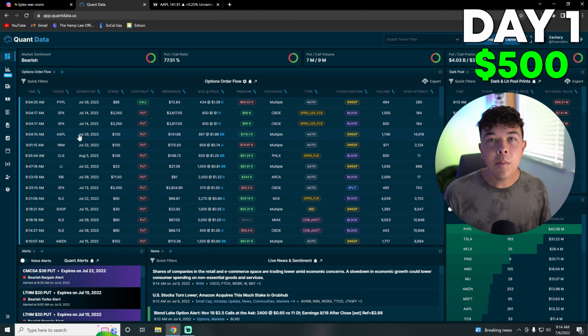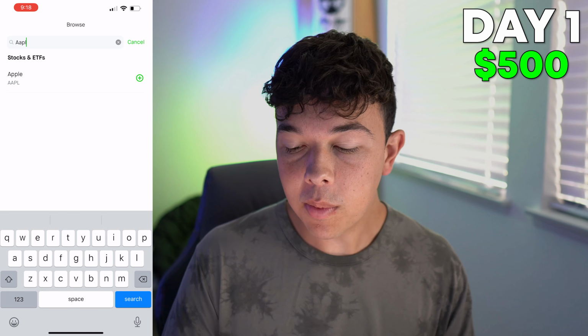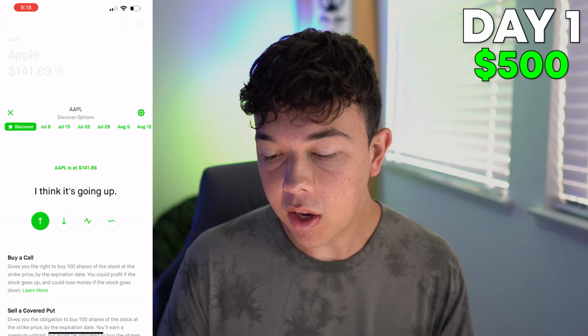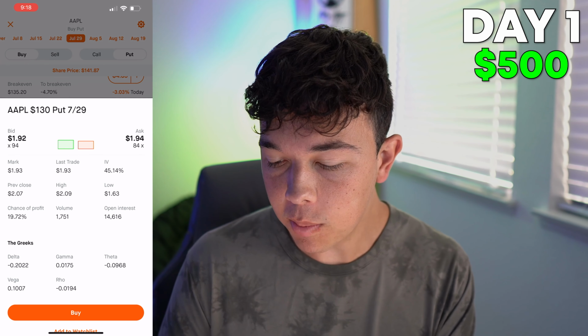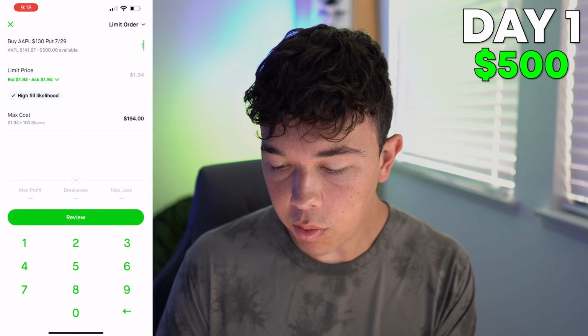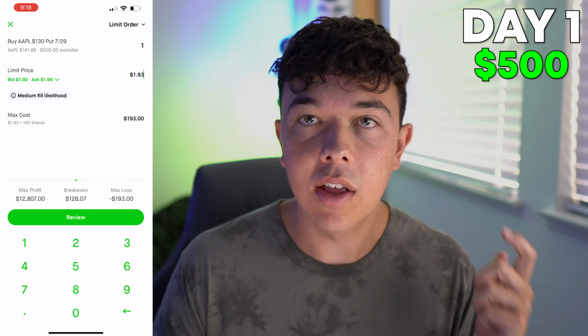Okay, so I looked things over and I think I found the put I want to buy. I'm going to be looking to buy this Apple put from July 29th because I think it's finally ready to go back down. Okay, so here we are on Robinhood. I'm going to be going to Apple, clicking trade options, July 29th, looking for the 130 put, and I'm going to be buying one put for about 193. I'm hoping that will fill. I'll let you guys know if it does.